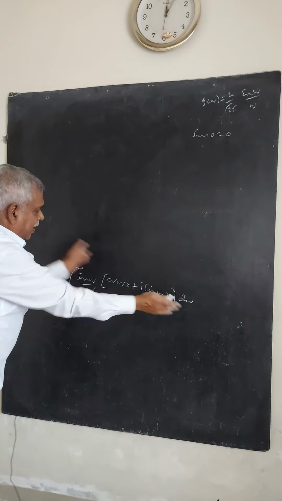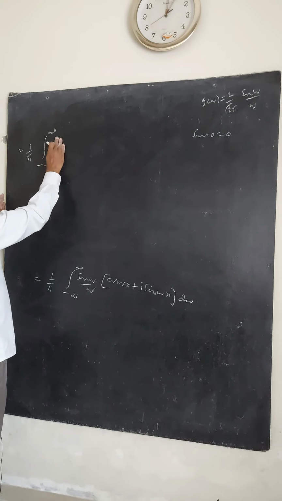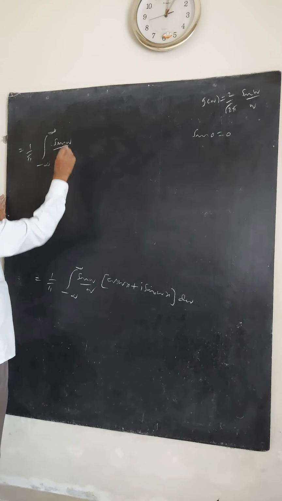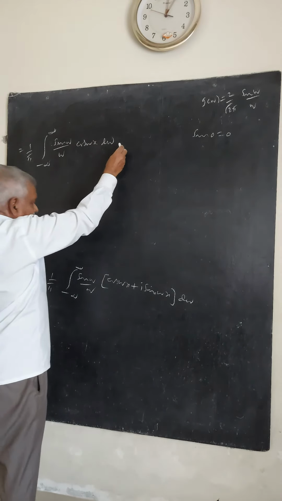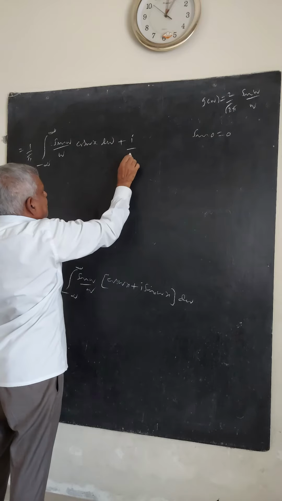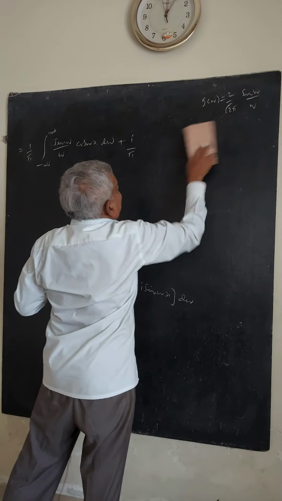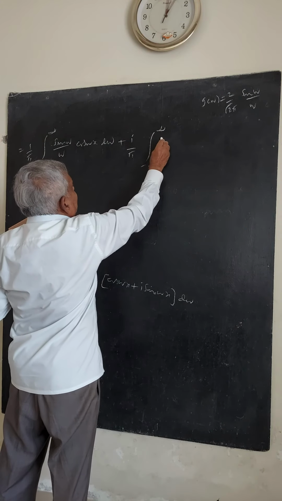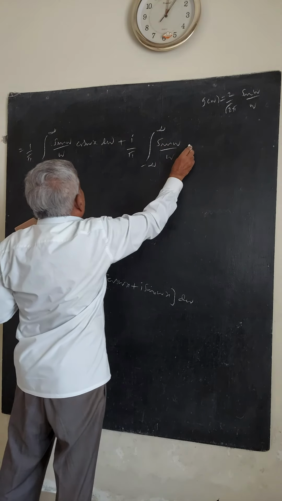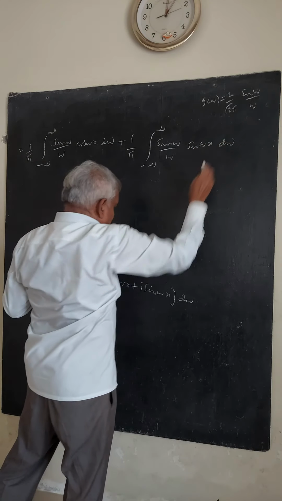Let us separate this into 2. 1 by pi, minus infinity to plus infinity, sin omega by omega cos omega x d omega, plus i by pi, minus infinity to plus infinity, sin omega by omega sin omega x d omega.